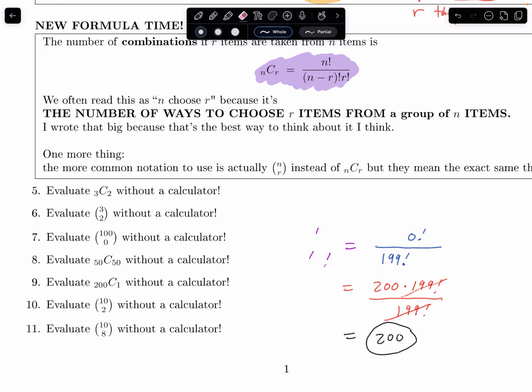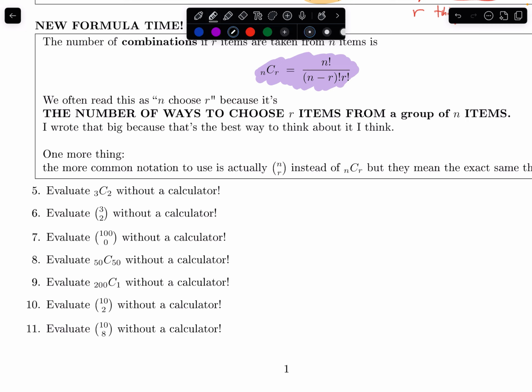So sweet. Brings us to the last two questions for this video segment. After this, I'm going to cut it off and then we'll continue in the next video. 10 choose 2. This time I don't have a solid intuition for how to do this, so we're going to have to just work it out through the formula.